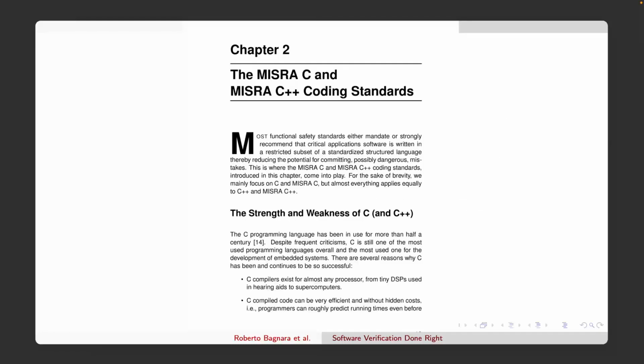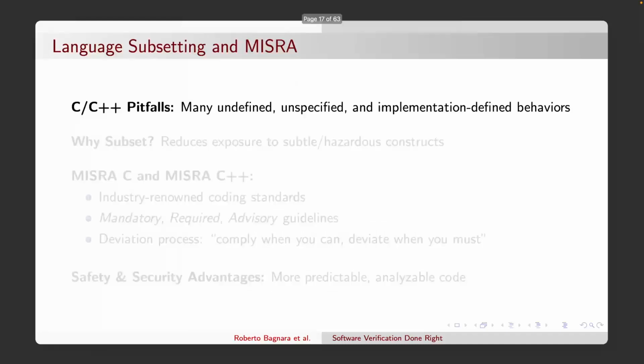Chapter 2 and Webinar 2 introduce the MISRA C and MISRA C++ coding standards. While C and C++ have many advantages, in particular they are very efficient, there are lots of tools, lots of compilers, they run on every architecture, they also have downsides. They have many undefined, unspecified, and implementation-defined behaviors. The solution identified by industry is called language subsetting. Rather than programming in unrestricted C and C++, we code in a subset of those languages.